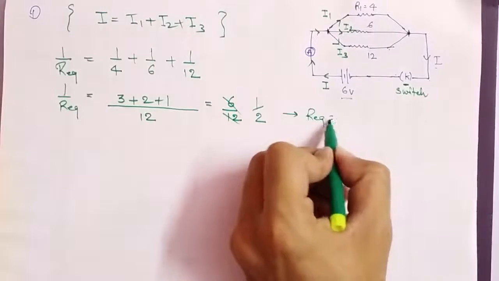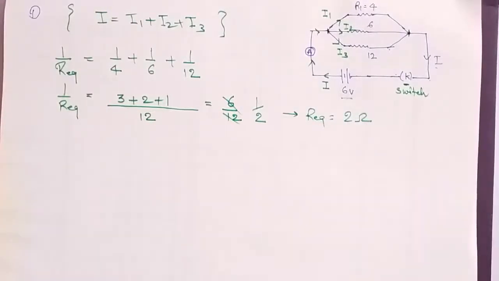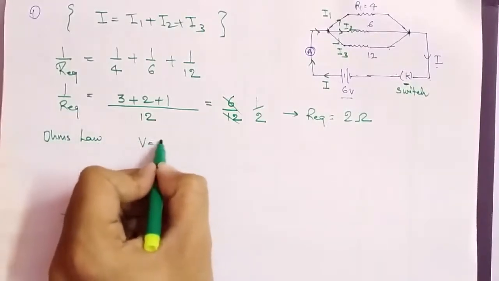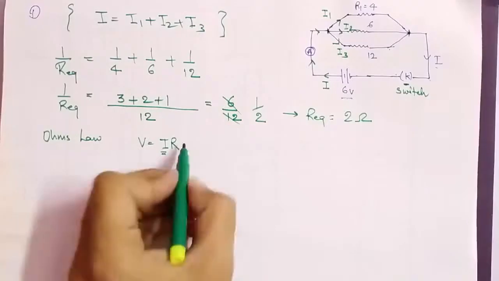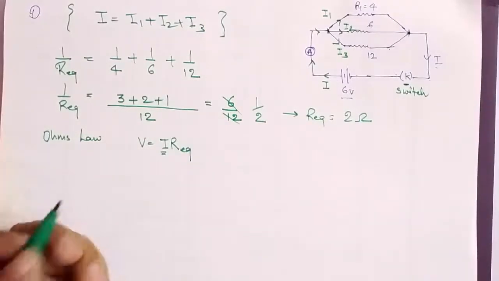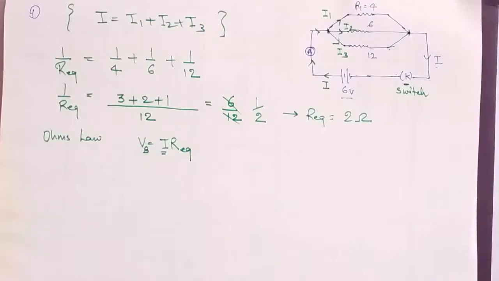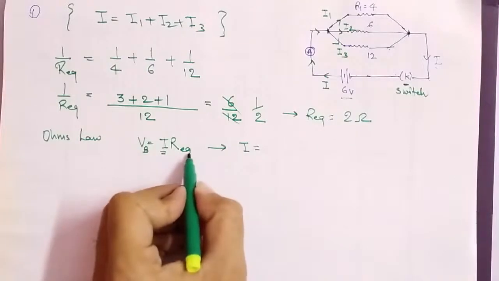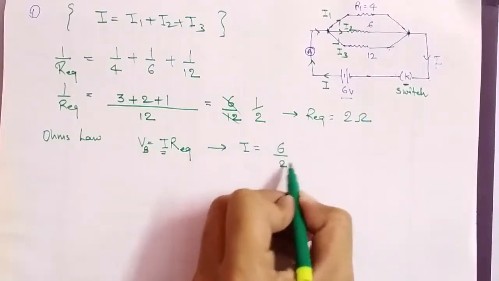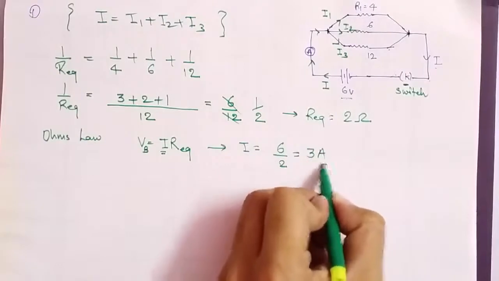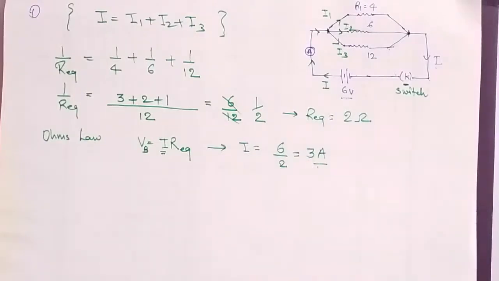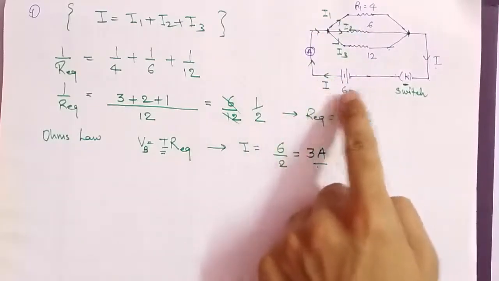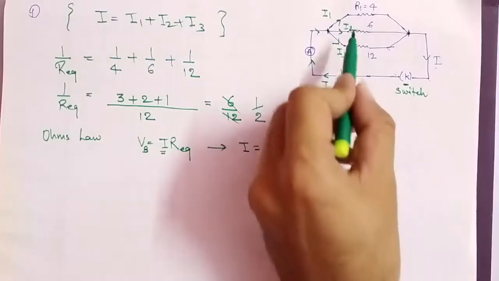That is 2 ohms. Now using Ohm's law we can write V is equal to IR. Here I is the total current, R is the equivalent resistance, and V is the potential of the battery. So for current we can write I is equal to VB upon R equivalent, that is 6 upon 2, equal to 3 amperes. This is the total current flowing through this circuit, the current coming out from the battery. Now we have to find these individual currents.